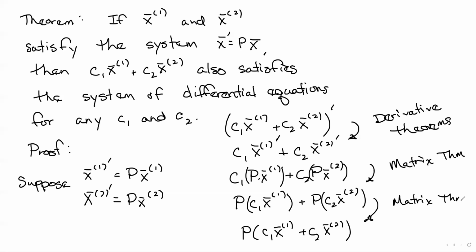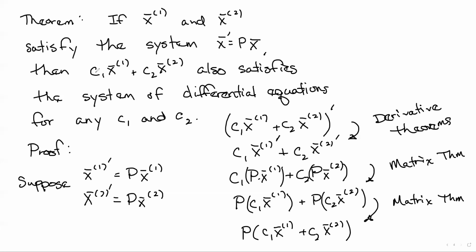This is the reverse of a distributive, a factoring matrix theorem, as opposed to the earlier matrix theorem that changes the order of the multiplication. These are all theorems that you could look up if you're curious. And by doing that, notice what we have here at the bottom: P times the linear combination. So that's the right-hand side. We started with the left-hand side, and through manipulation, we worked our way to the right-hand side.